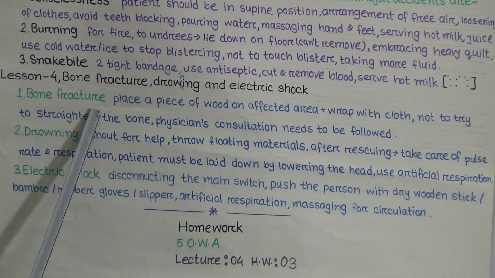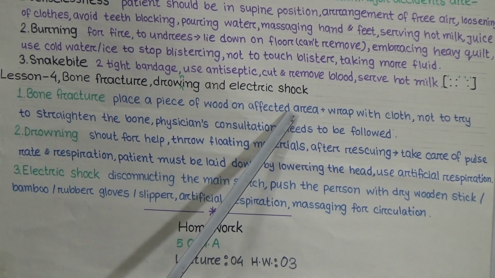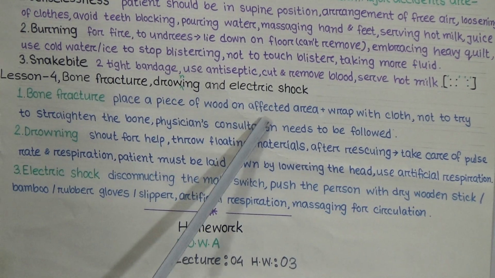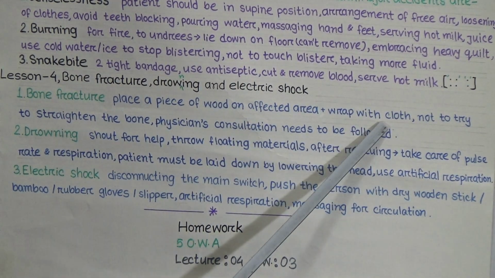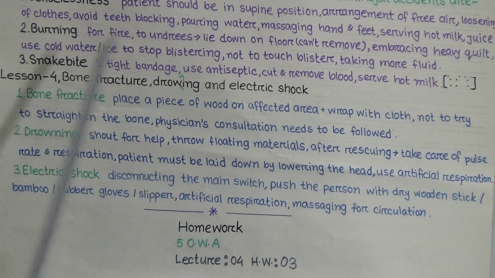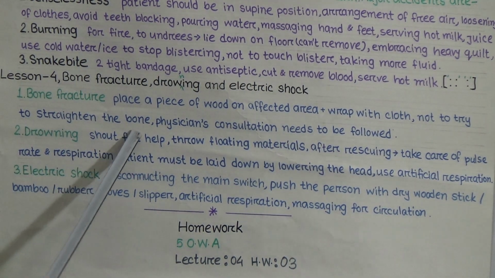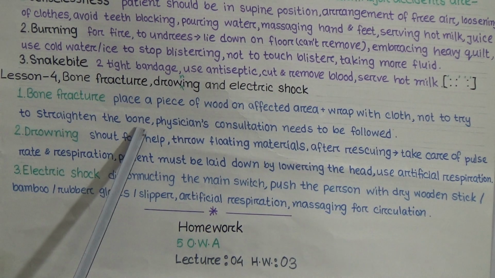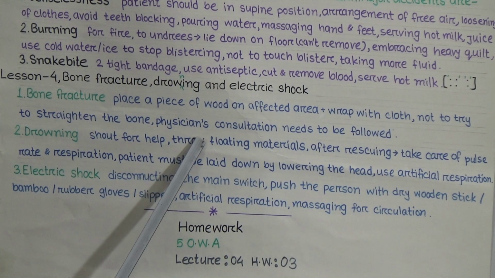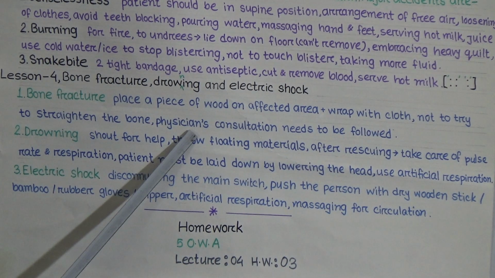So, if we face any bone fracture, place a piece of wood on the affected area. Where the bone fracture happened, we have to place wood on the affected area. Then we have to wrap that area with a cloth. It is better not to try to straighten the bone. And if we can't bear the pain, then we have to consult a physician or a doctor, and we must follow the physician's advice.